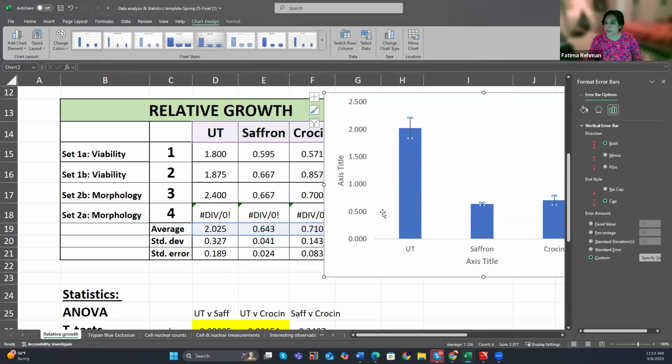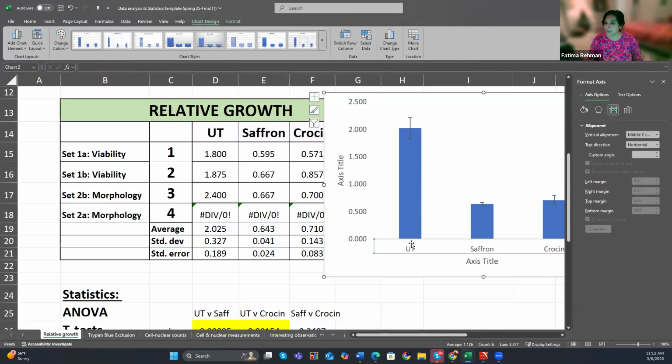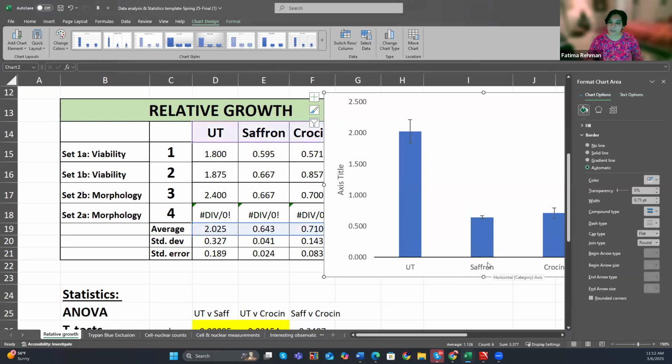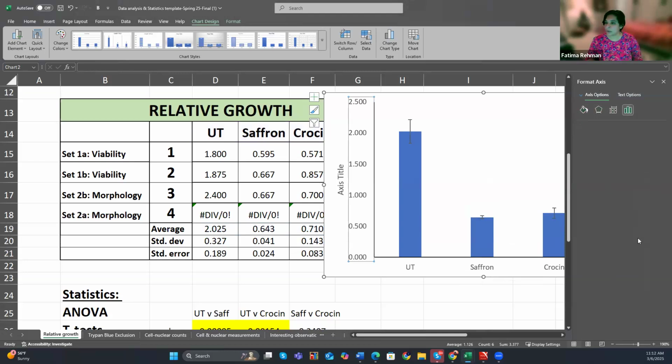Okay, so now I got my error bars on there. Now I want to start formatting it. So I'm going to click on the x-axis. I'm going to put a solid line in black that's visible. I'm going to remove this title because we already have the treatments listed. Same thing here. I'm going to put a solid line.